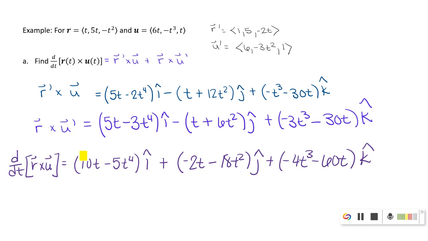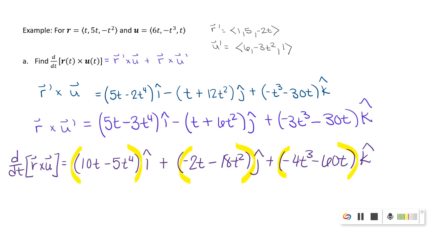I think the other thing I'd like to point out is notice I have to have parentheses because our component functions have more than one term. And so if you don't have parentheses, it's not clear what is a part of each component.